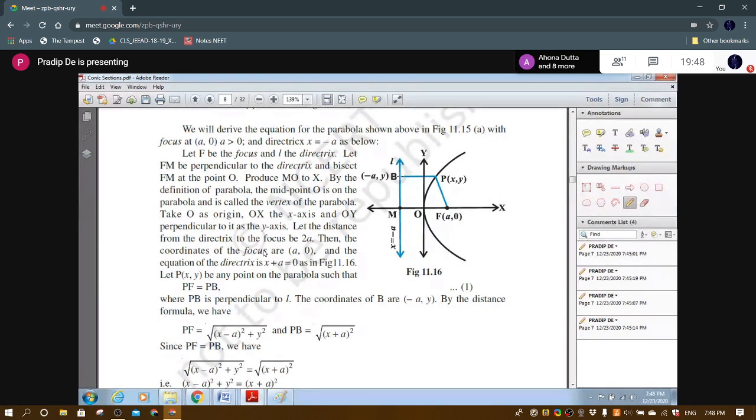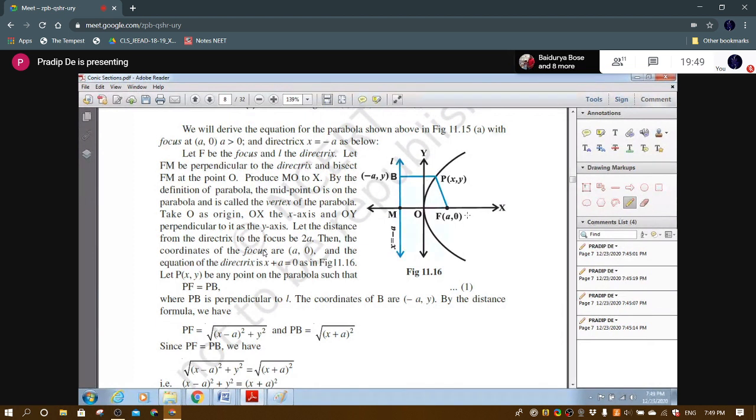You see this distance between the y-axis and the directrix, this is a units. And between the y-axis and the point, this is x units. So it is x plus a. Total distance x plus a. Or if you consider the foot of the perpendicular, which is at minus a comma y, and the point P, and use the distance formula, then also you get root over (x plus a) whole square. That is x plus a only.